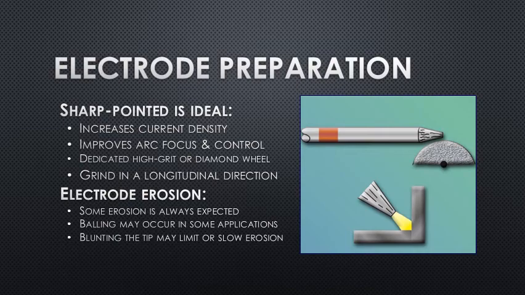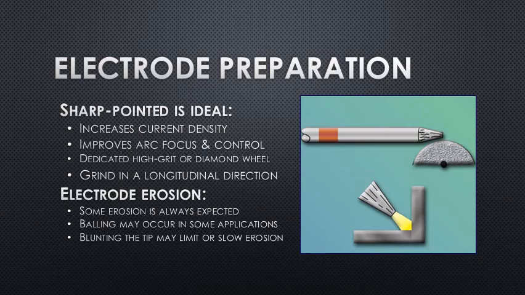You should also grind in a longitudinal direction along the length of the tungsten from the tip down, not around the tungsten, which could produce a spiral grinding pattern and cause your arc to wander off to the side and arc where you don't want it to.